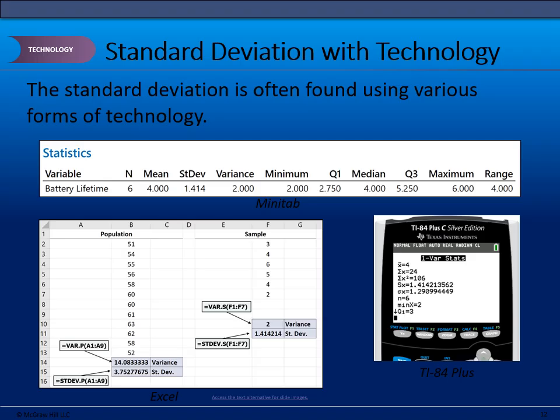Again, your textbook has instructions on how to find these statistical measures using technology, whether you're using Minitab or Excel. You do have Excel homework now, so you can check the back of each section in your textbook for how to do that with Excel when you're doing that homework. And of course, you're allowed a TI-84 calculator on all tests and homework.